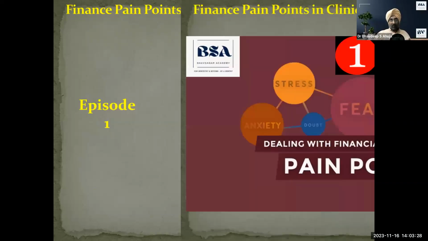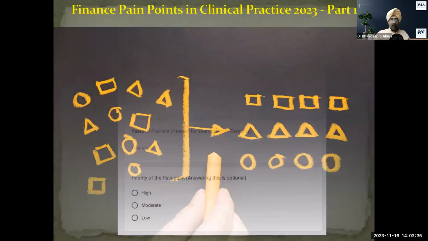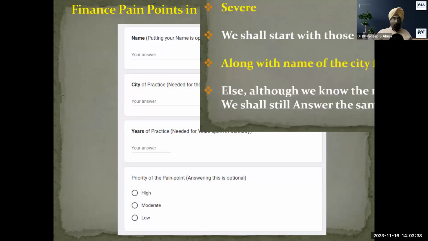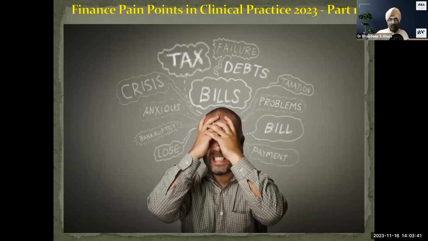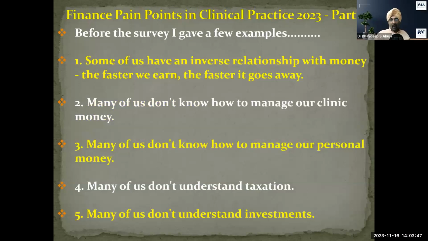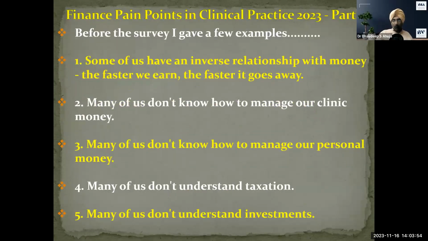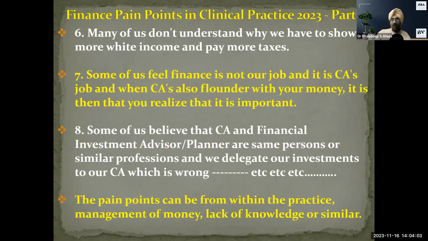In episode number 1, we started with the financial pain points, the pain levels, and of course, segregation in 2022, in 23, how the survey forms were put up. In the severity order, we start with the highest severity, following up to moderate, and then going up to the low pain point severity. Many of you don't know how to manage clinic money, have an inverse relationship with money, taxation problems, personal money management problems, investment problems, don't understand why white is important. And of course, CA, CFA are two different things. And when people don't worry about or care about your money, that is when you remember Dr. Bhavdeep Ahuja.